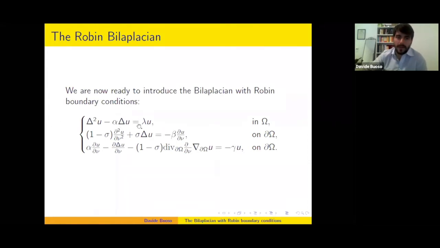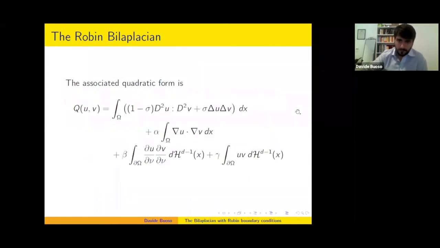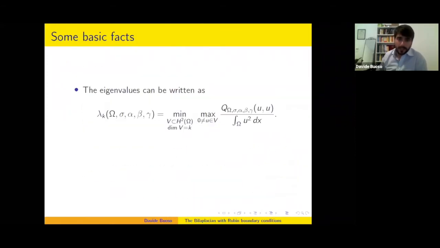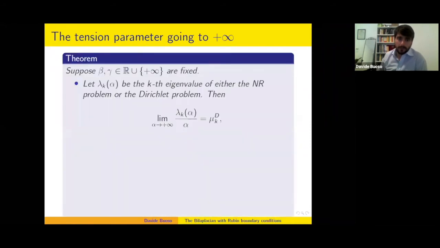Because, say you divide by alpha, you see that this goes to 0, and this lambda over alpha will go somewhere. And this is indeed the case, and we can prove it, that when alpha goes to plus infinity and you renormalize the eigenvalue, lambda k divided by alpha, and if we take either the Navier-Robin problem or the Dirichlet problem, meaning that in both cases you have u already 0 at the boundary, then at the limit you recover this mu kD, which is the kth eigenvalue of the Dirichlet Laplacian. And you have also convergence of the corresponding eigenprojection, so it's not just by chance.